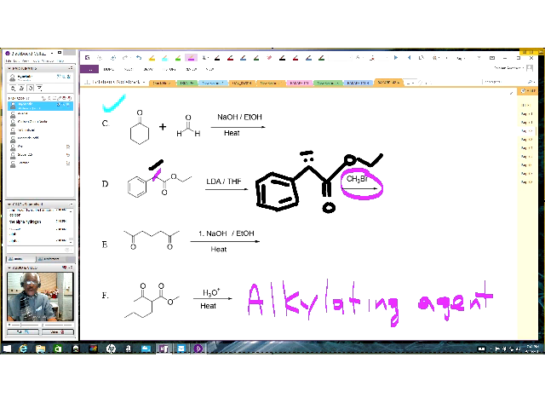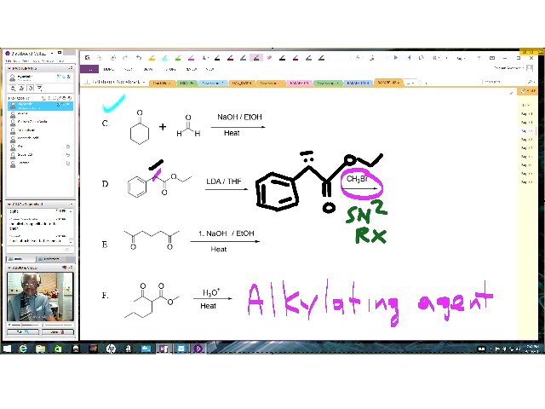Okay, so what do you think is going to happen now? We have an alkylating agent, we have a nucleophile, and this alkylating agent is a methyl bromide. I will tell you right now, this will be an SN2 reaction.